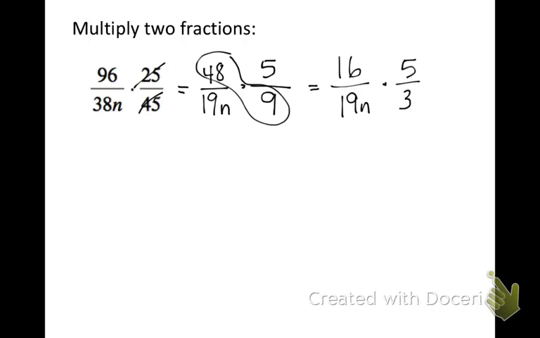So you can cancel anything out on the top with anything on the bottom just to simplify this to an easier problem. So now I'm going to multiply straight across. So 16 times 5, I get 80. And then 19 times 3, I get 57. Don't forget the n. Now, you'll want to check, just make sure that there's nothing that simplifies between 80 and 57, and once you plug that in your calculator, you'll see that there isn't. So there's your final answer.